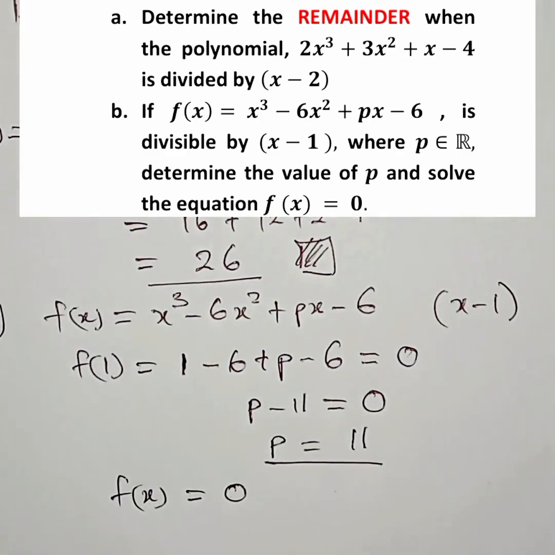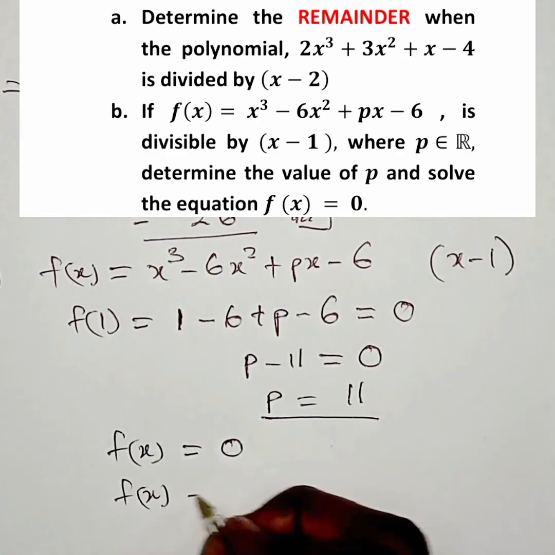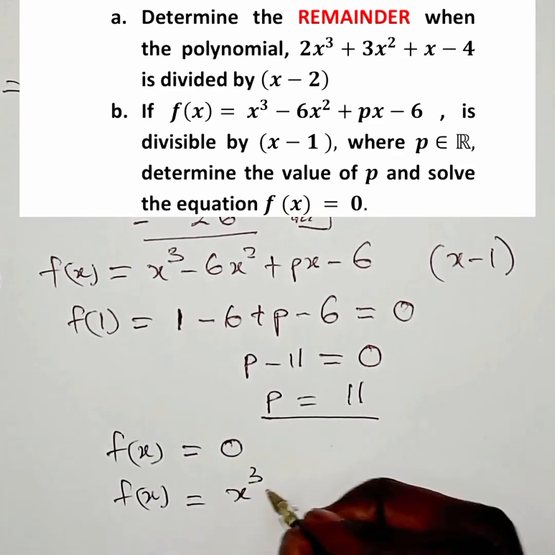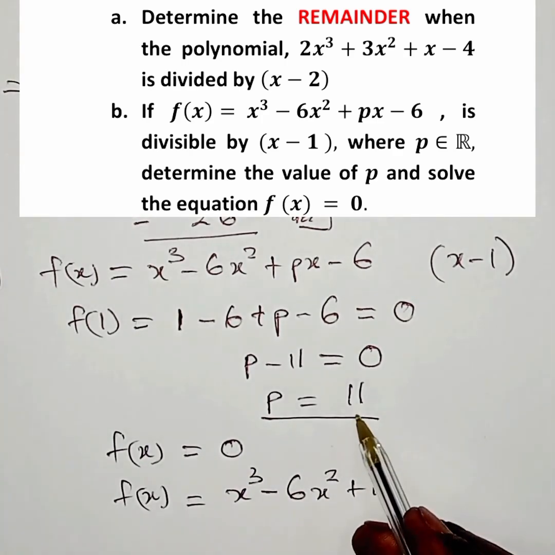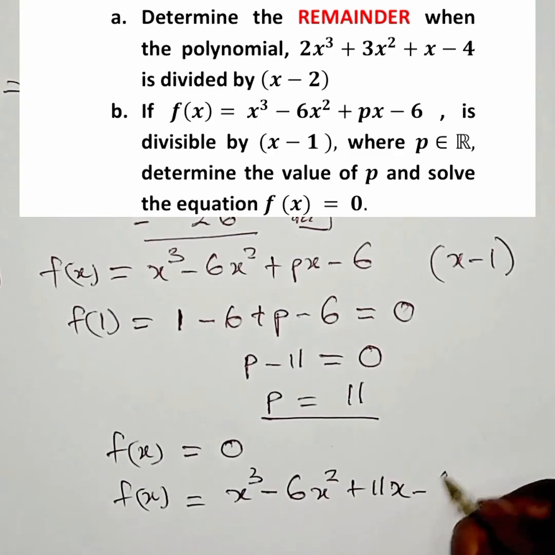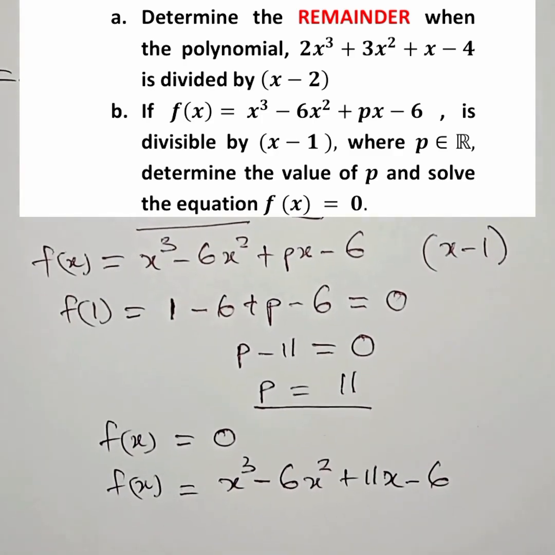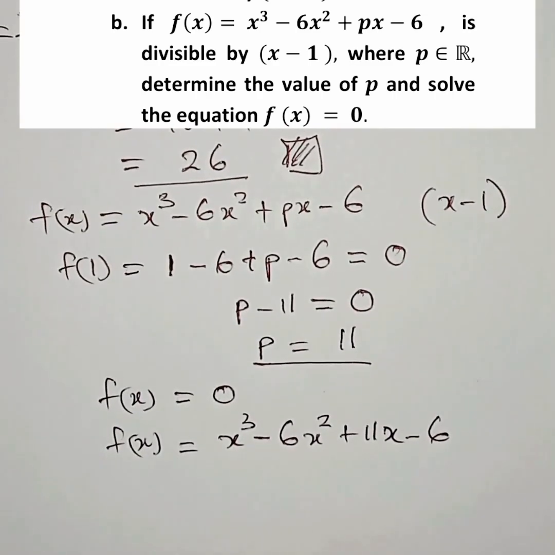In fact, let's rewrite that polynomial since we have p. We say f(x) is equal to x to the power of 3 minus 6x squared plus 11x minus 6. You remember we got our p now. Okay, so we need to factorize this so that we'll be able to solve the equation f(x) is equal to 0. Now we need to use the method of synthetic division. Some prefer to use long division, but synthetic division works just fine.